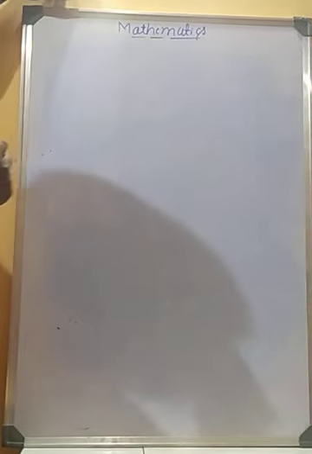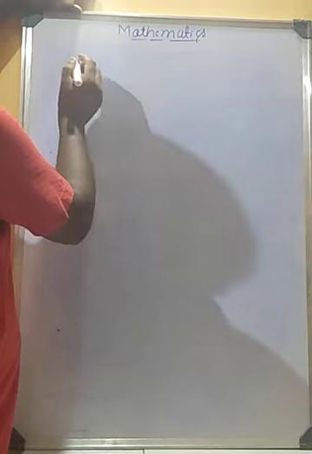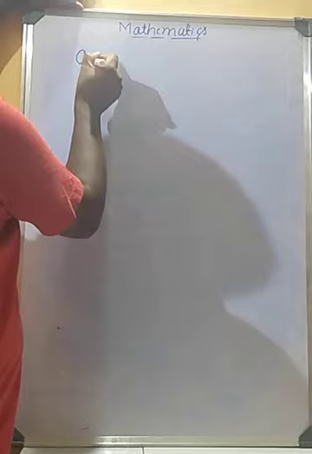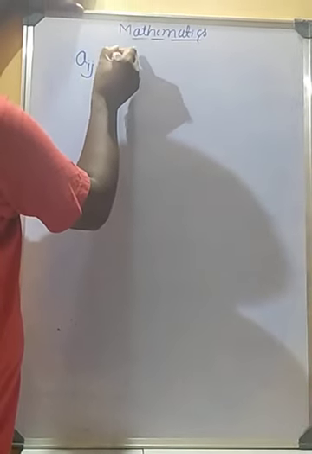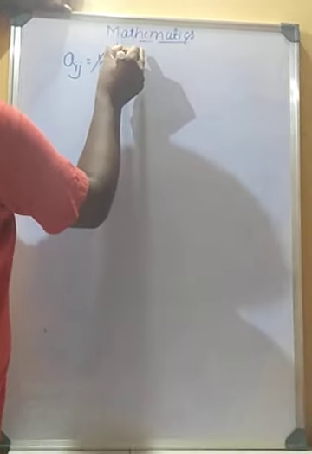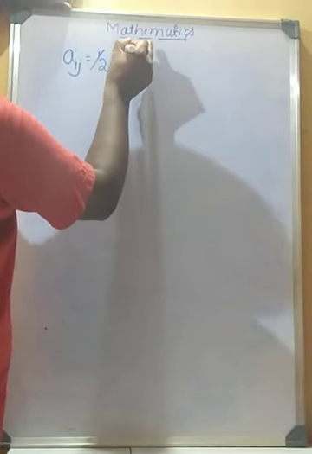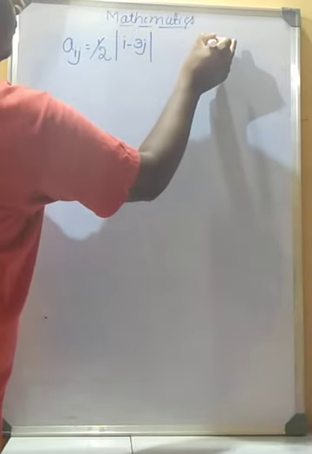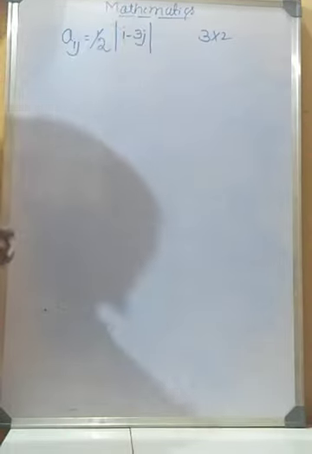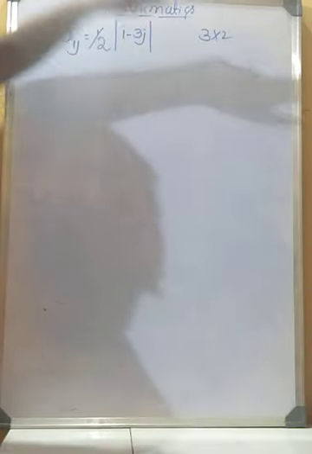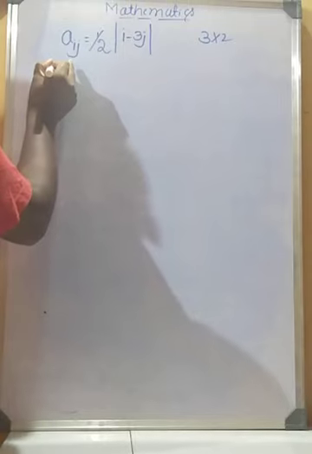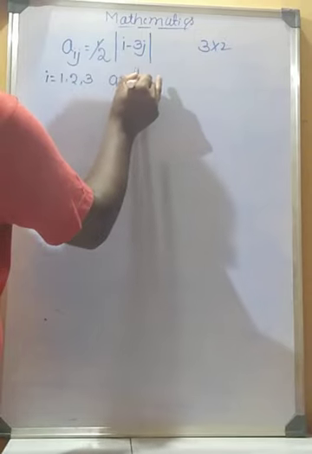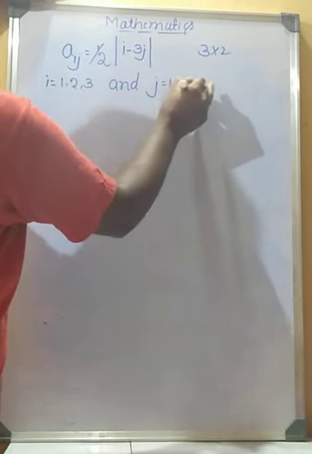Next, construct a 3 cross 2 matrix whose elements are given by Aij is equal to 1 by 2 mod i minus 3j. Construct a 3 cross 2 matrix. Here rows 3, columns 2. Here i is equal to 1, 2, 3 and j is equal to 1 comma 2.